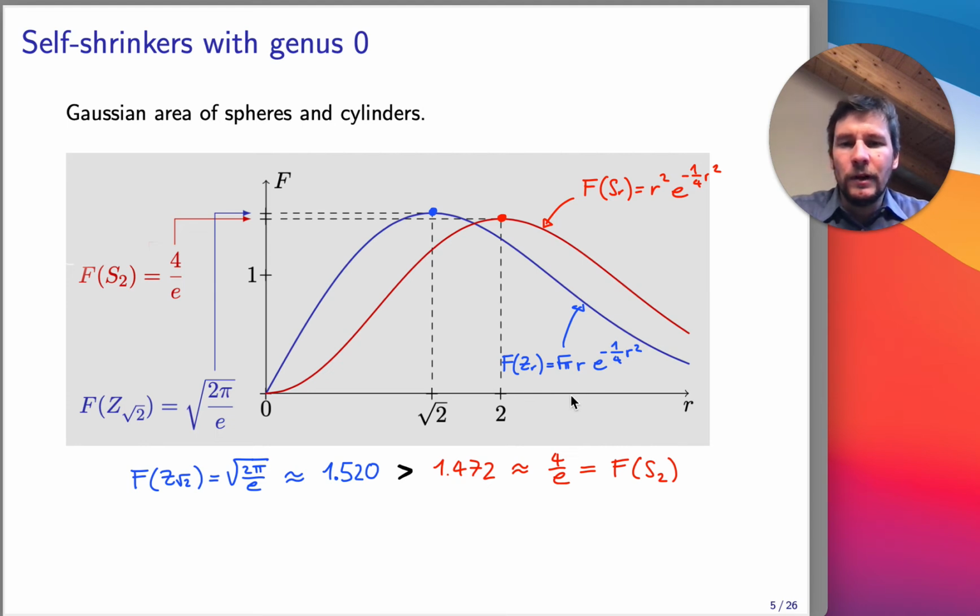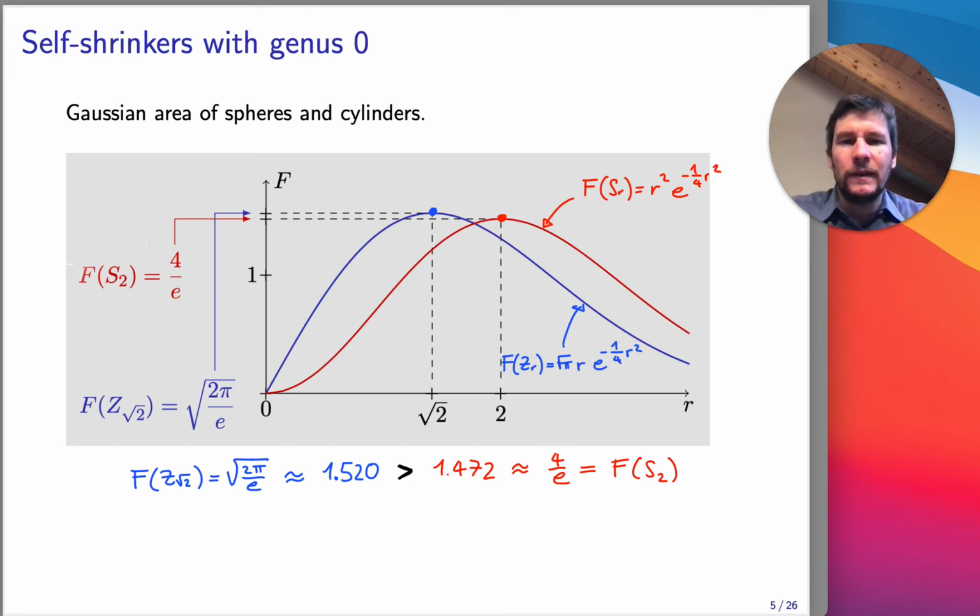And then the blue curve is the Gaussian area of a cylinder, which is square root of pi times r e to the minus 1/4 r squared. And this also has a maximum, at r equals square root of 2, and the value there is square root of 2 pi over e. Now, what is important for us is that this maximum, the blue one, is slightly higher than the red one. So the Gaussian area of a cylinder is about 1.52, and the Gaussian area of a two-sphere is about 1.47, so it's lower.